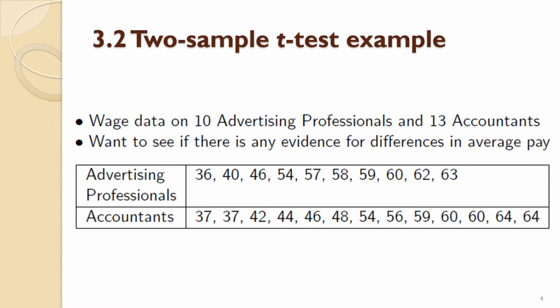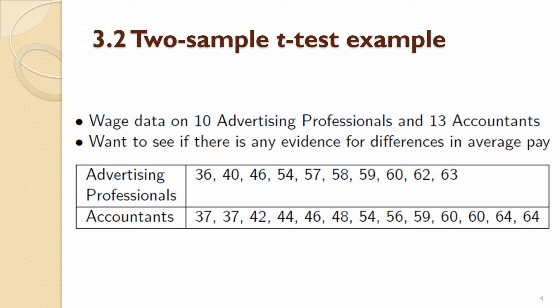So to give an illustrative example then with some data, suppose you've got wage data on 10 advertising professionals and 13 accountants, and you want to see if there is any evidence for differences in the average levels of pay. The idea is that you could then use this two-sample t-test to see if there is any evidence of a difference.